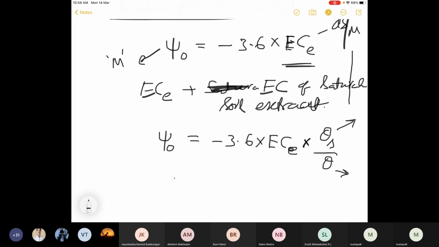So what happens if theta is decreasing? If theta is decreasing, this minus sign will increase. That means the suction is going to increase. So that means soil has potential to hold water with that pressure.